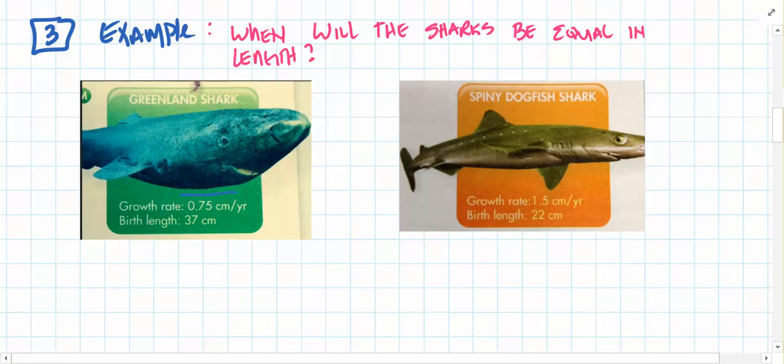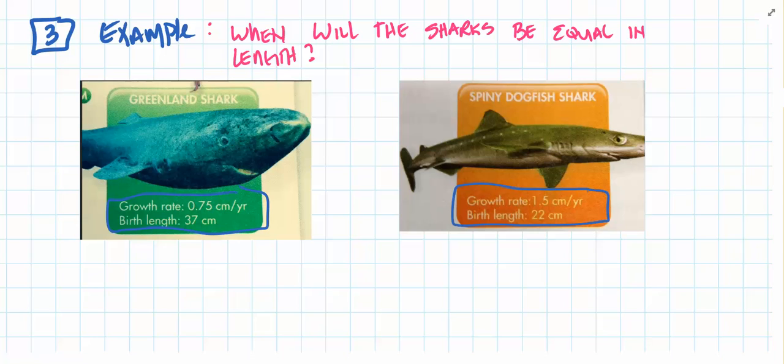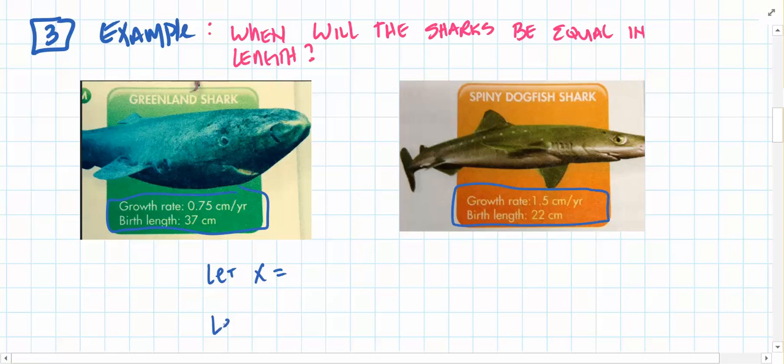So if you look down here, they give you some information here, and they give you some information here, okay? So what we're going to do is define some variables, and then use graphs and tables to make sure that we answer the question correctly. So we have to define two things here. I'm going to say let x equal something and let y equal something.